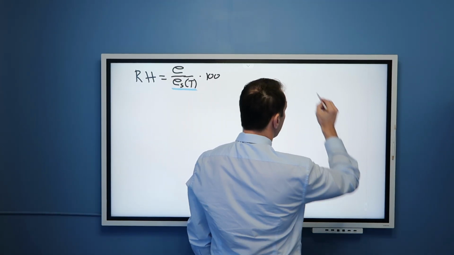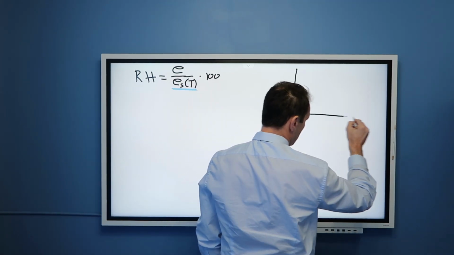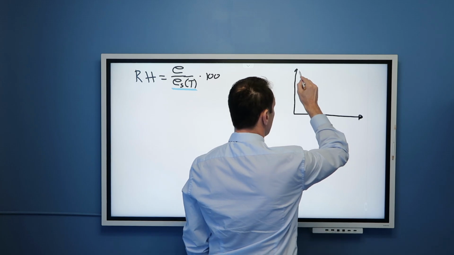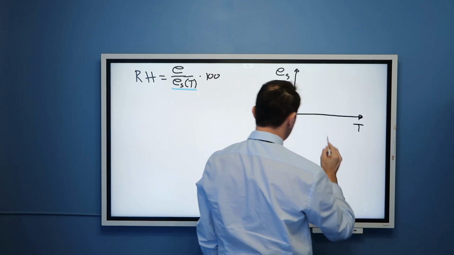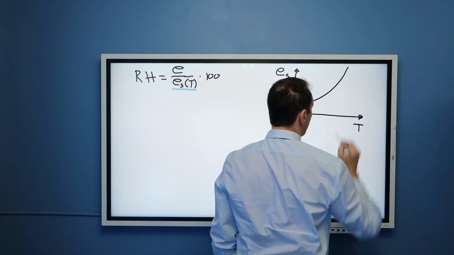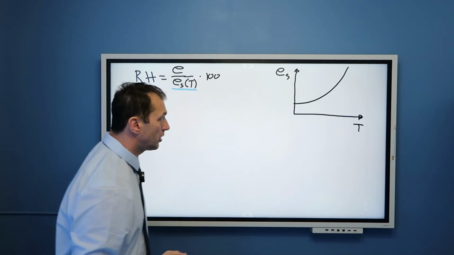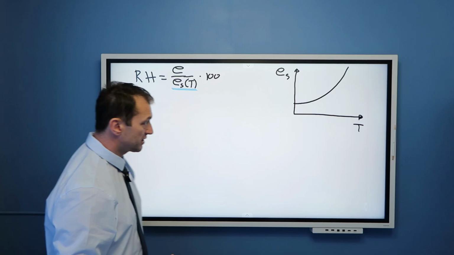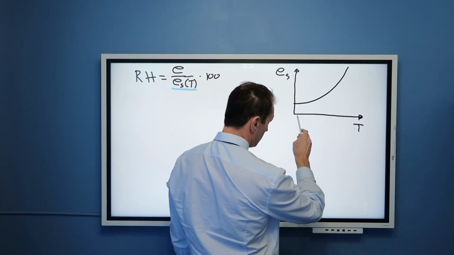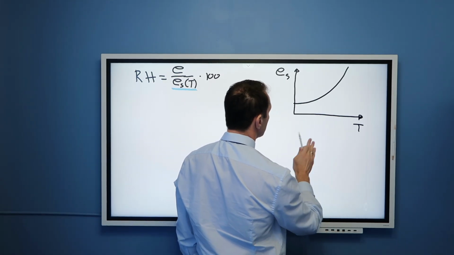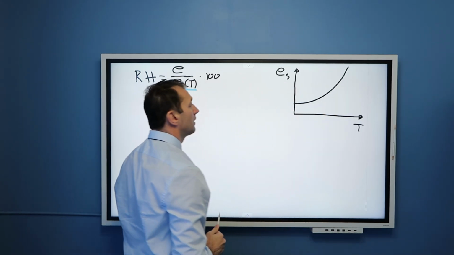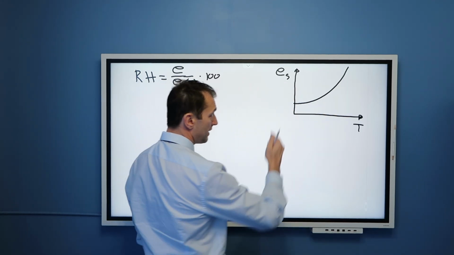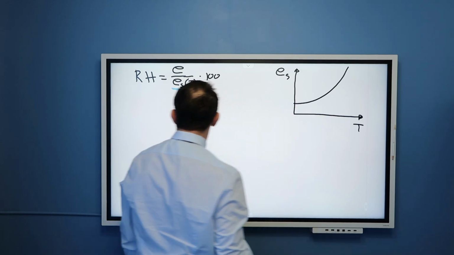We know, let me plot here, from my video on the saturation vapor pressure, that if we have ES here and temperature here, the relationship is a power law described through the Clausius-Clapeyron equation that I described. And you can see that as we increase temperature, the saturation vapor pressure also increases, and in a nonlinear fashion.